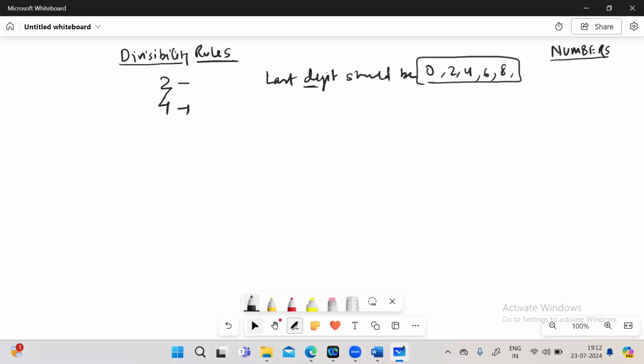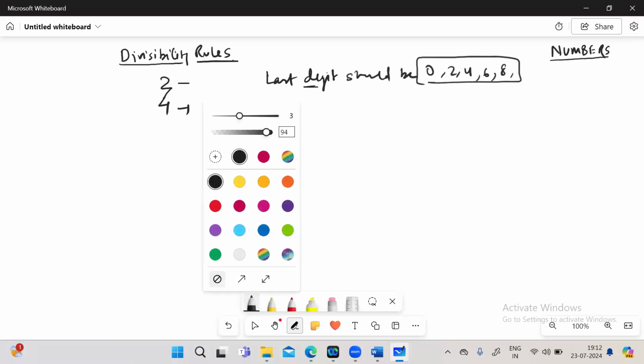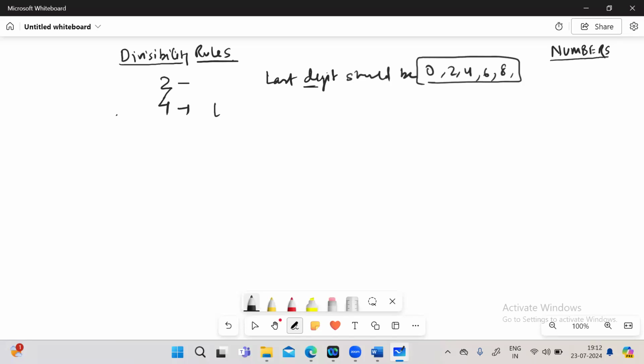How do you identify that a number is divisible by 4? Last two digits of the number should be divisible by 4. That means the last two digits should be 00, 04, anything like this. 24, 84, all these numbers will be divisible by 4. So there are 25 such pairs.